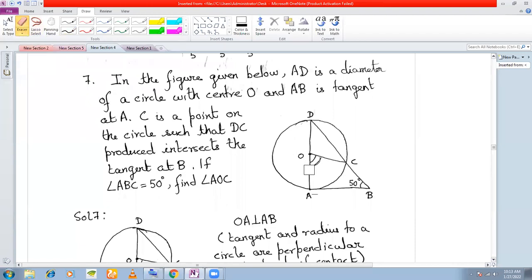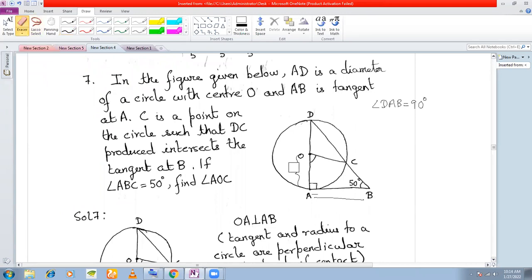So how do we calculate? It's a very simple problem actually. See, this is the radius, right? This line is the radius, and this is a tangent. And you know radius must be perpendicular to a tangent at the point of contact. So this angle is 90 degree, right? So angle DAB is 90 degree, right?